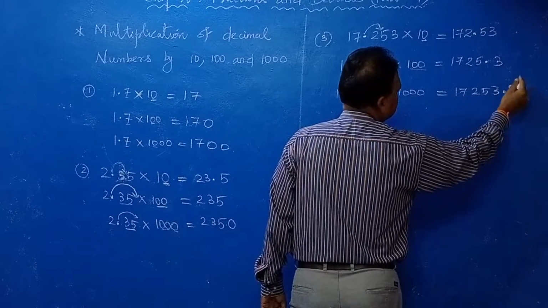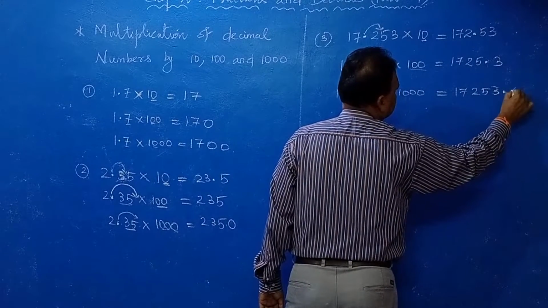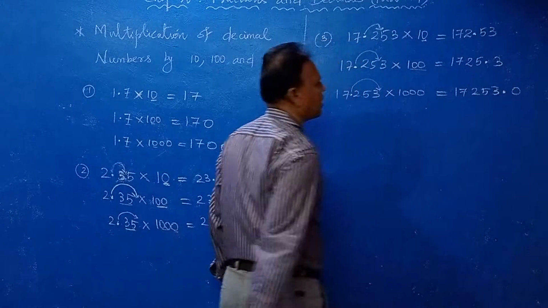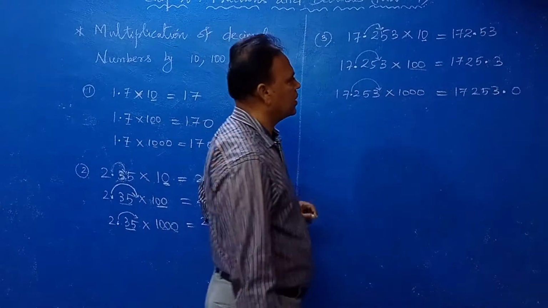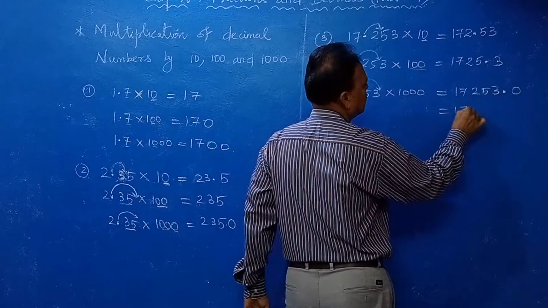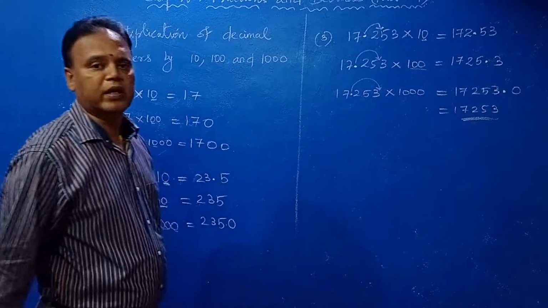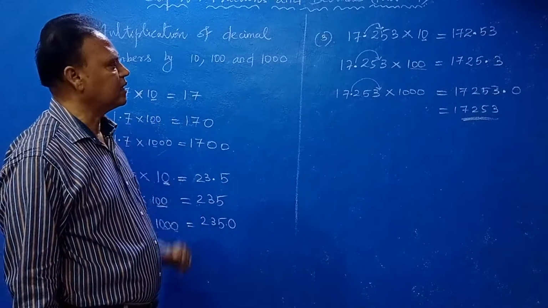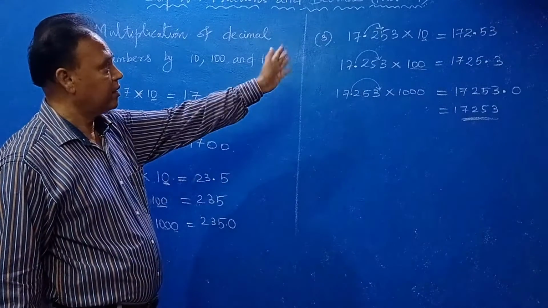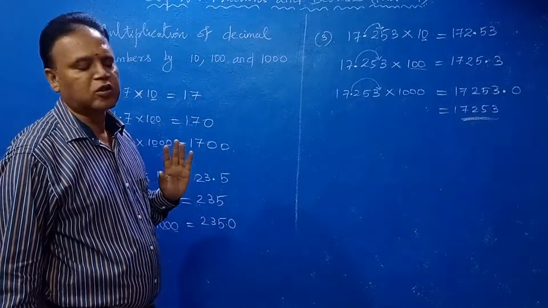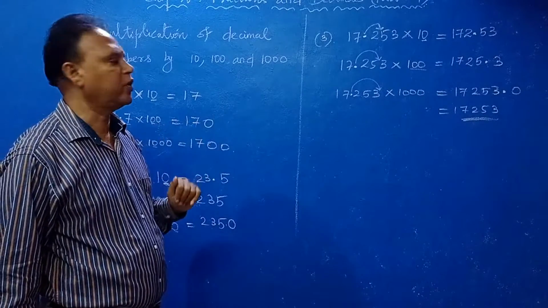The 0 after the decimal you can keep, but it is not required. For understanding purposes, you can write it now. So this is nothing but 17253. So like this, easily you can multiply by 10, 100, and 1000. So the trick you have to remember. Clear?